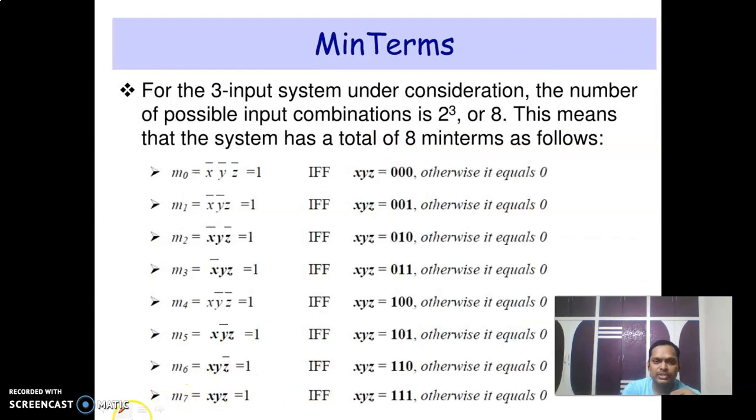For the three input system under consideration, the number of possible input combinations is 2 power 3, or 8. This means that the system has a total of 8 minterms as follows. M0 is nothing but x bar y bar z bar, that means it represents the minterm called M0. Like that, it has the minterms M0, M1, M2 up to M7, that is x y z.